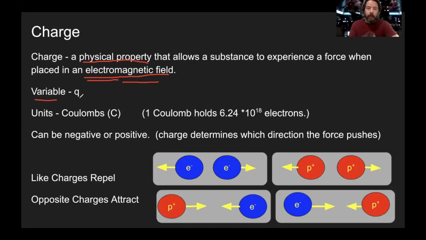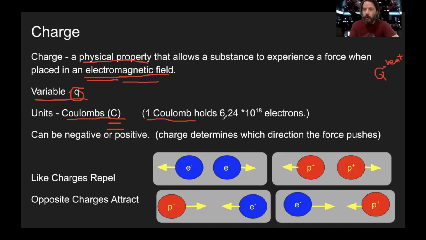Now, in our math, we use the variable Q. Another Q that we've used, uppercase Q, meant heat, so we're dealing with a different Q. This one's lowercase, so be careful. Lowercase q is charge. It's measured in coulombs, named for the scientist who did a lot of work with this.